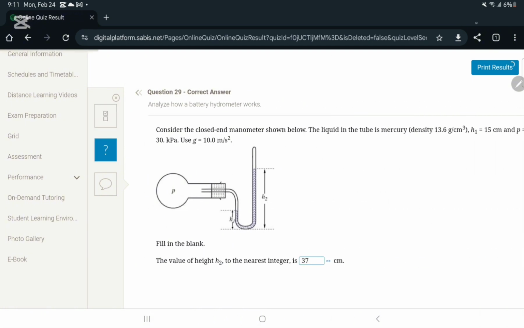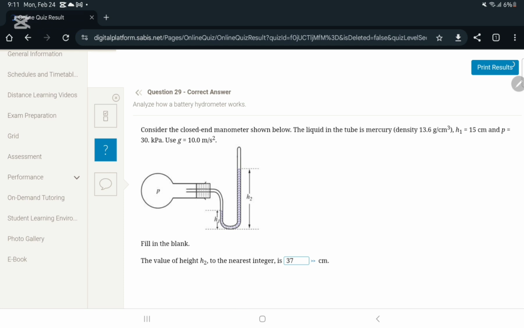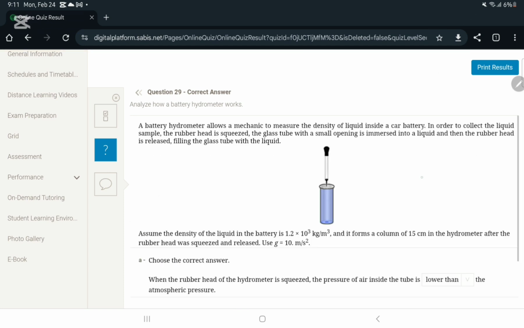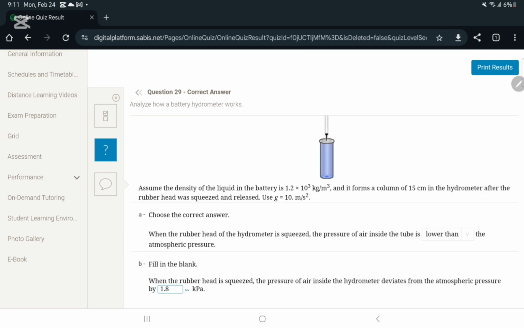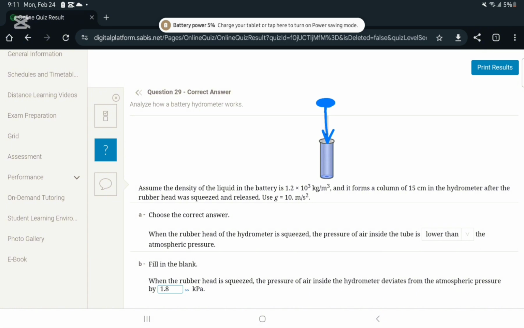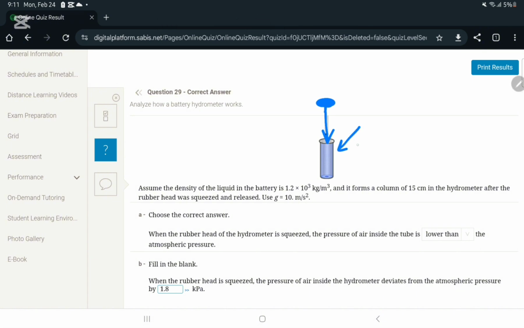And the last and final question. Okay. When the rubber head of the hydrometer is squeezed, the pressure of air inside the tube is lower than the atmospheric pressure. Just memorize that when this top is squeezed, the pressure of air that is inside of the tube is going to be lower than the atmospheric pressure that's outside. Just memorize this.